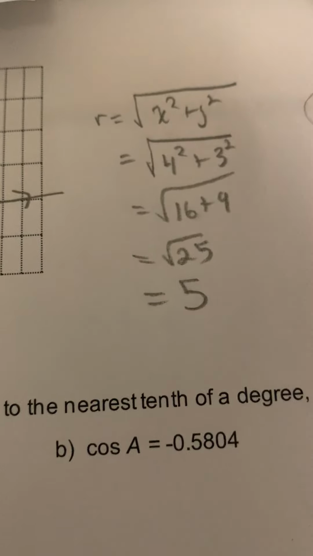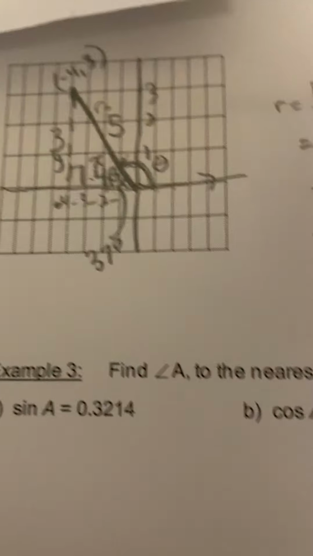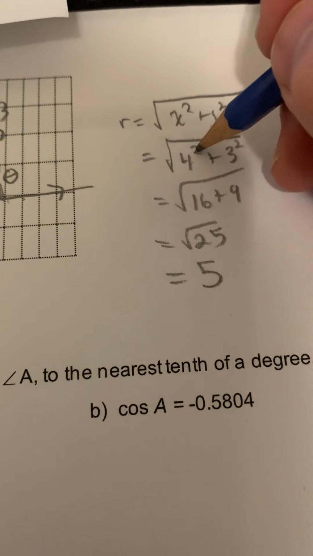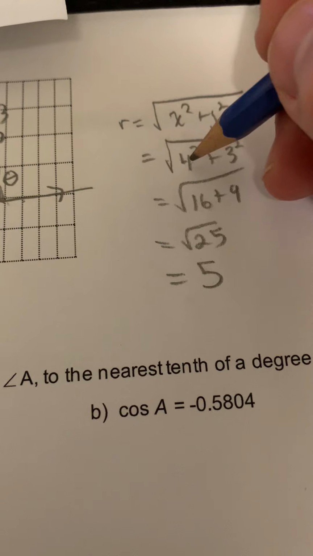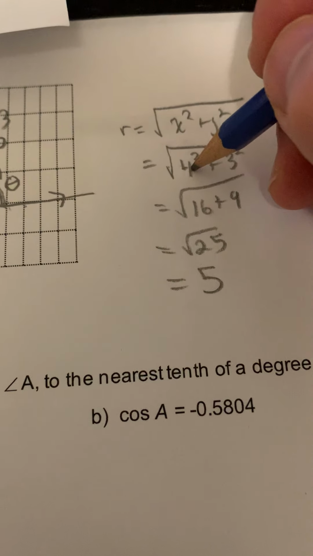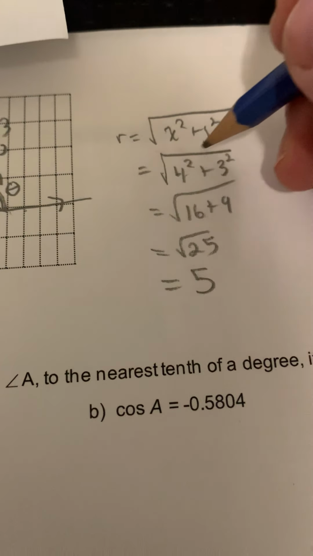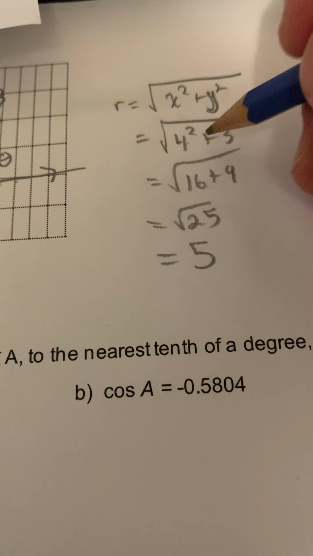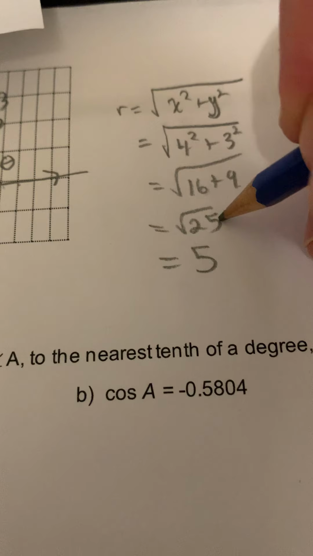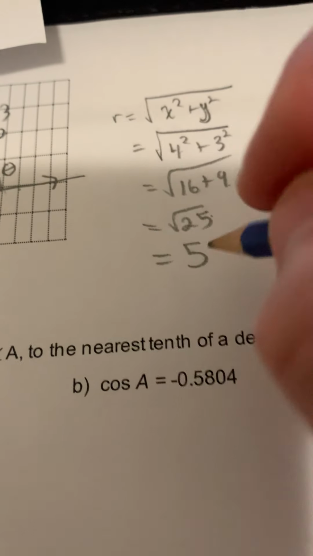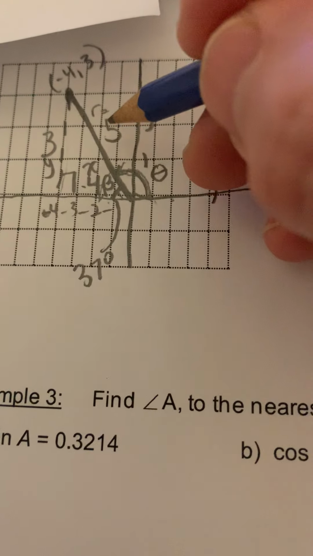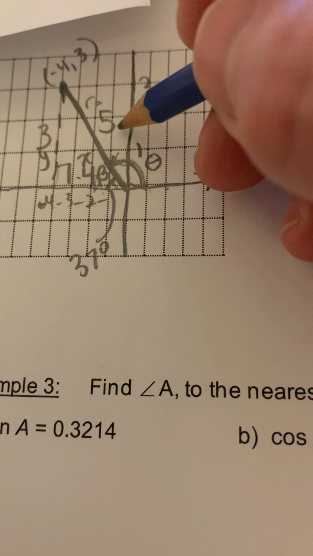So I did that here. You can plug in -4 here. It doesn't matter because you square it, and when you square it, it becomes positive. So you could use a negative or positive value here. So 4 squared, which is our x, our y value is 3, so 3 squared, so you get 16 plus 9, which is 25. You square root it, and you get 5 units. So our radius is 5.